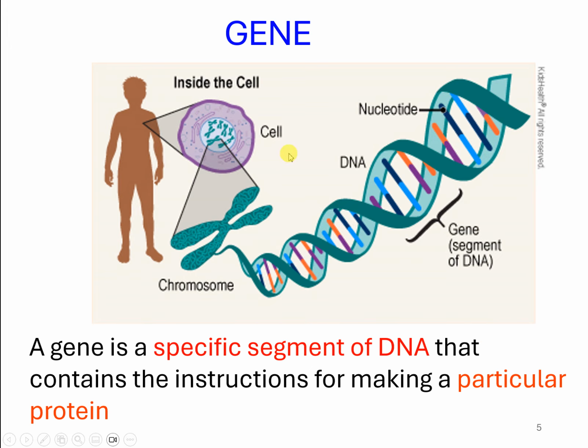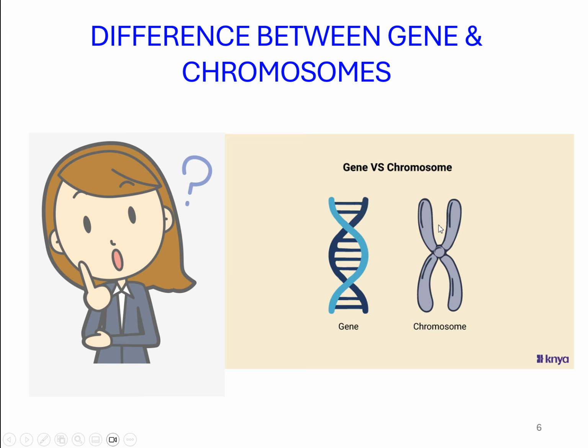Now we are going to talk about the gene. We understand what a chromosome is, so what is a gene? A gene is a specific segment of DNA that contains instructions to make a protein. We see here that in the cell we find the chromosome, and the chromosome consists of DNA and protein, and we see the single molecule of DNA here. And what is a gene? A gene is a segment of the DNA that has instructions to make a particular protein.